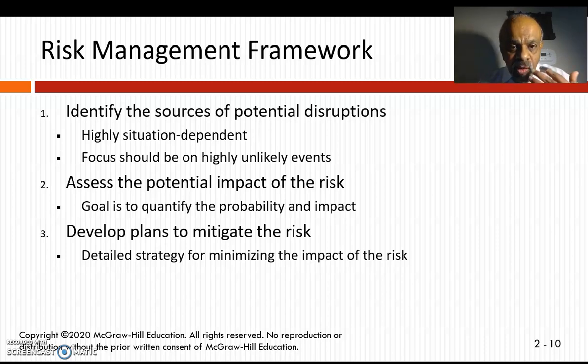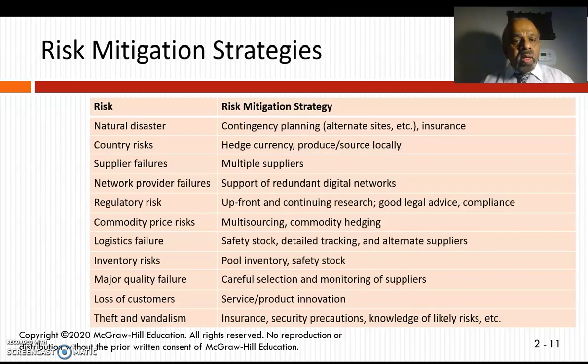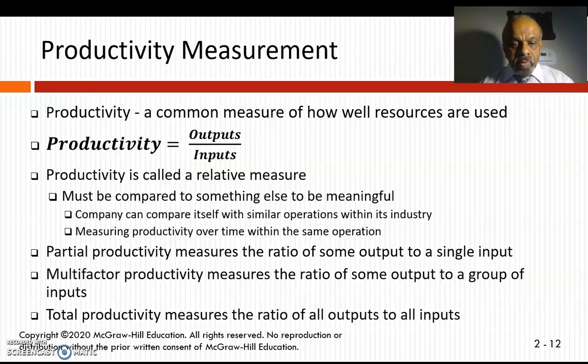So there is a risk management framework which companies use. One is to identify sources of potential disruptions, assess the impact, and then develop plans to mitigate the risk. There are various risks that companies think of and various strategies. For instance, for natural disasters, usually companies have what are called contingency plans and insurance and things like that. For logistics failures, they usually have something called safety stock. We're going to be talking about safety stock in later chapters. But safety stock is one of the strategies that companies have for logistics problems.